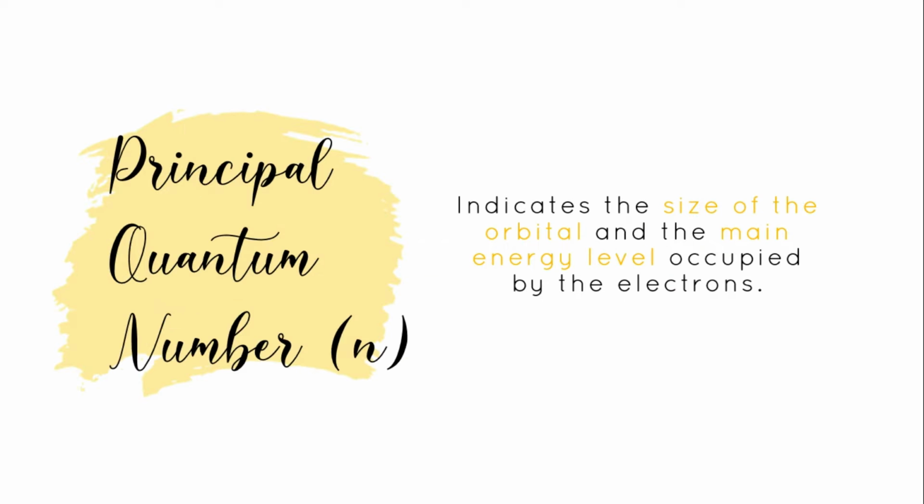First, we have the principal quantum number, represented by the small letter n. Our principal quantum number indicates the size of the orbital and the main energy level occupied by the electrons. So how?